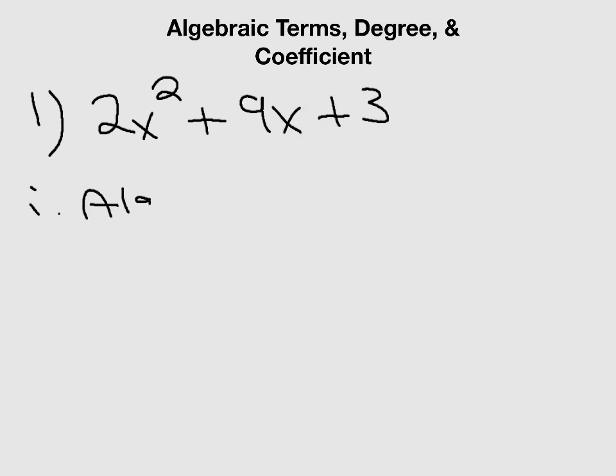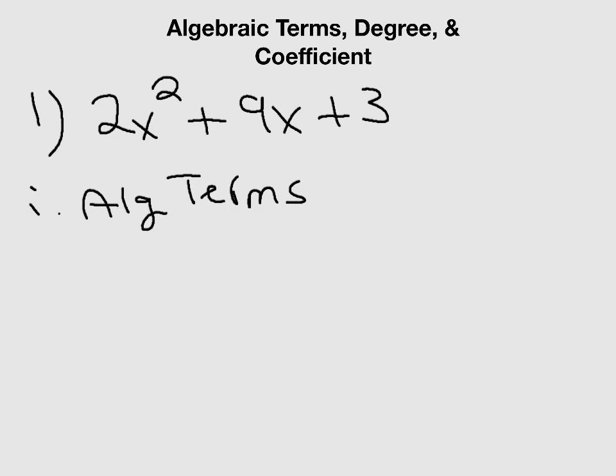Okay. So, the first question is 2x squared plus 9x plus 3. So here we will be looking at several things. The first thing we'll be looking at is our algebraic terms. Here, we can see that this whole 2x squared plus 9x plus 3, this is known as our expression.